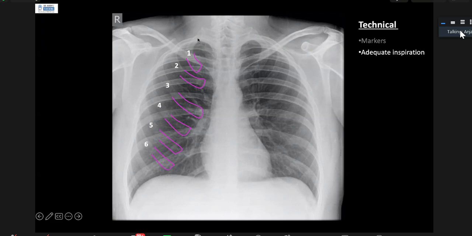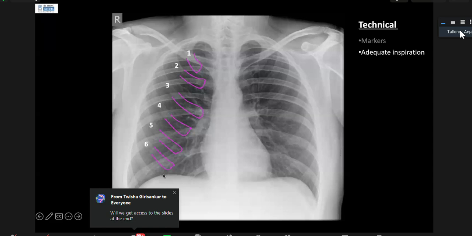So here we have labeled it, and we can see that this is the first rib, second, third, fourth, fifth, sixth. So it is the sixth space that is intersecting the diaphragm. So this is a very good inspiratory film.